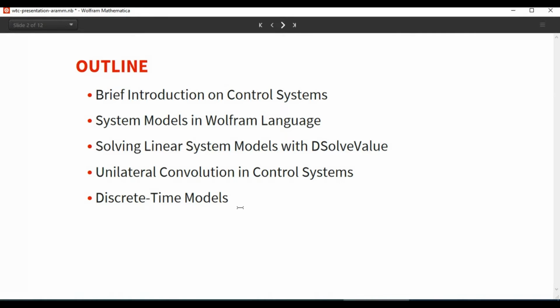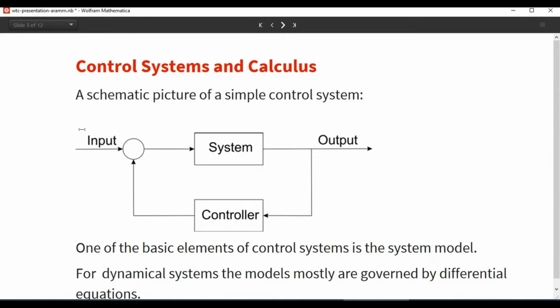So let's start. Recently, control systems and control theory is becoming more and more popular and attractive, not only for engineers, but also for researchers from different areas such as physics, chemistry, biology, mathematics, etc. And here in Wolfram, we have a great team which is working on implementation of control systems functionalities in Wolfram language. But today, I don't want to speak about only control systems, but I want to speak about connections between control systems and calculus. So let's consider a simple schematic picture of a simple control system.